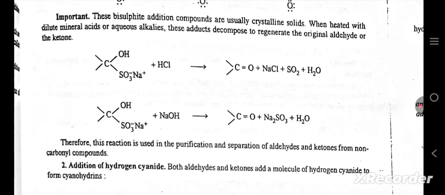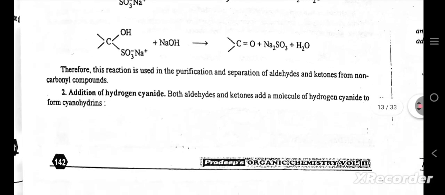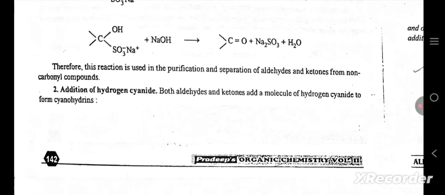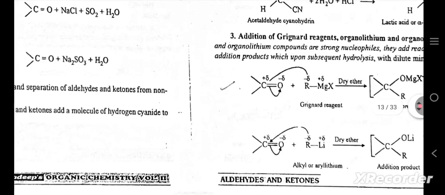Important. These bisulfite addition compounds are usually crystalline solids. When heated with dilute mineral acid or aqueous alkalis, these products decompose to regenerate the original aldehyde or ketone. Therefore, this reaction is used in the purification and separation of aldehydes and ketones from non-carbonyl compounds. Addition of hydrogen cyanide. Both aldehydes and ketones add a molecule of hydrogen cyanide to form cyanohydrins.